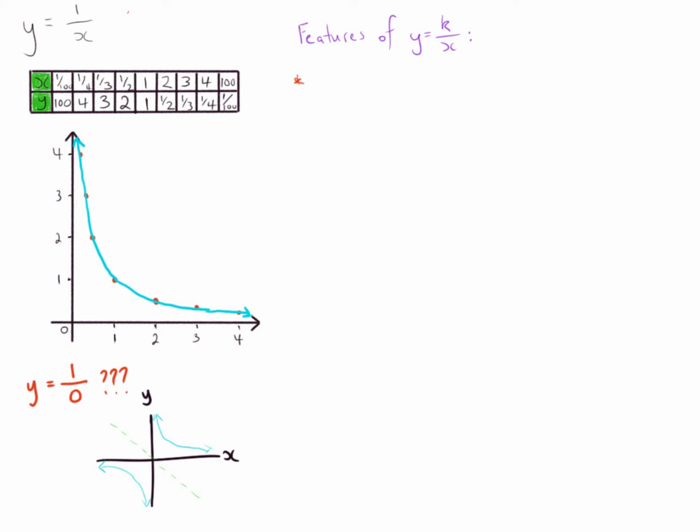The first thing we noticed was that as x got really large, or approached infinity, y got really small, or approached 0. Likewise, as x got really small, or approached 0, y got really large. And we have a similar thing happening down in the negative quadrant. The next thing we notice is that the function does not actually exist at x equals 0.